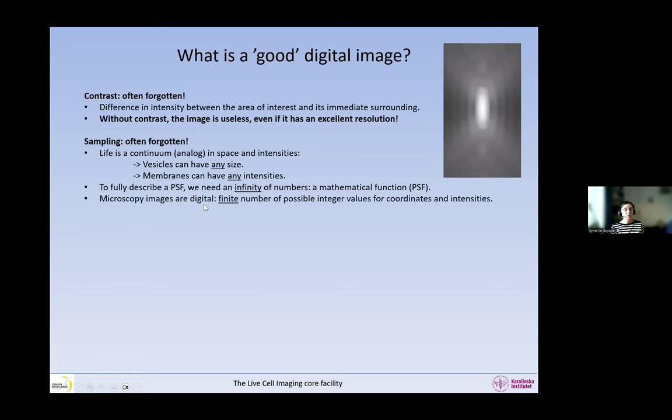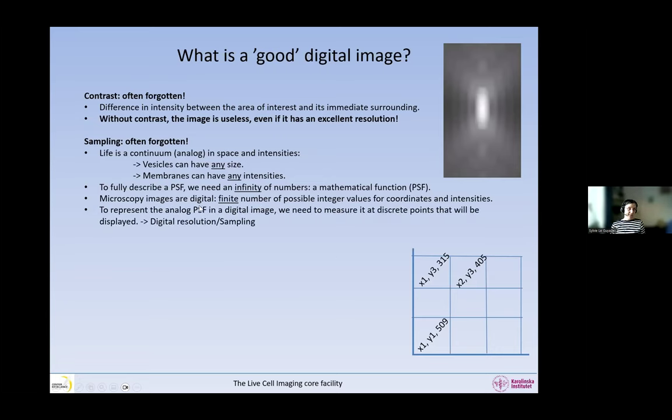Unfortunately, microscopy images are digital, and therefore we have a finite number of possible integers. So integer means 1, 2, 3, 4, and not 1.2. Integer values for coordinates and intensities. So you cannot have an intensity of 3.2. It's either 3 or 4. So if we look at this little schematic of an image, you will see each pixel has a coordinate in X and in Y and an intensity, and all these are integers.